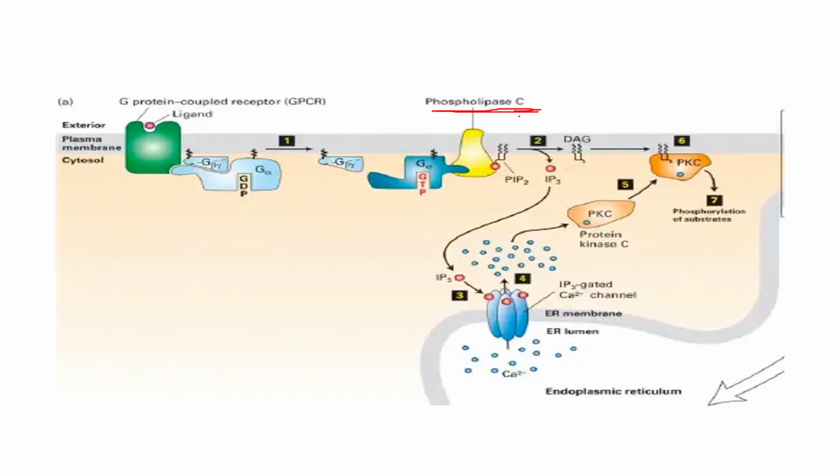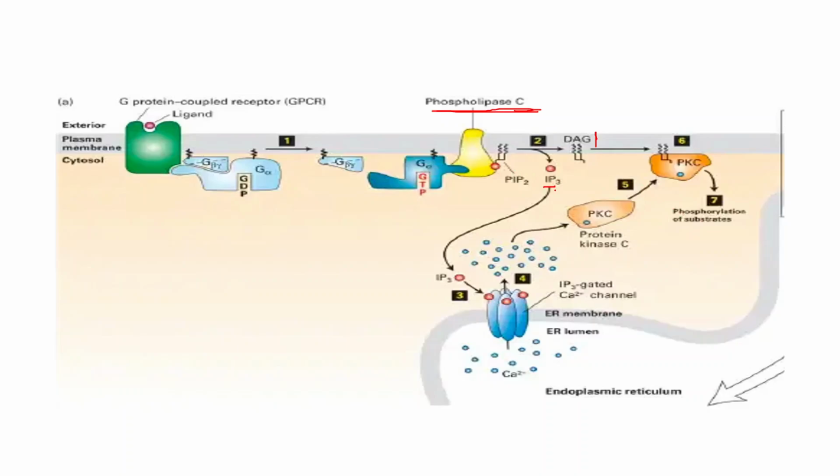Once phospholipase C is activated, it can produce two types of secondary messenger. One is DAG, that is diacylglycerol, and the other is inositol trisphosphate, IP3. This diacylglycerol will go and bind to PKC, protein kinase C, and this will lead to the phosphorylation of substrate.